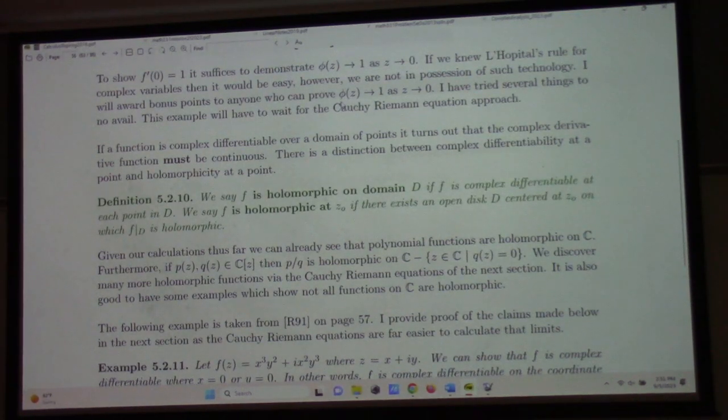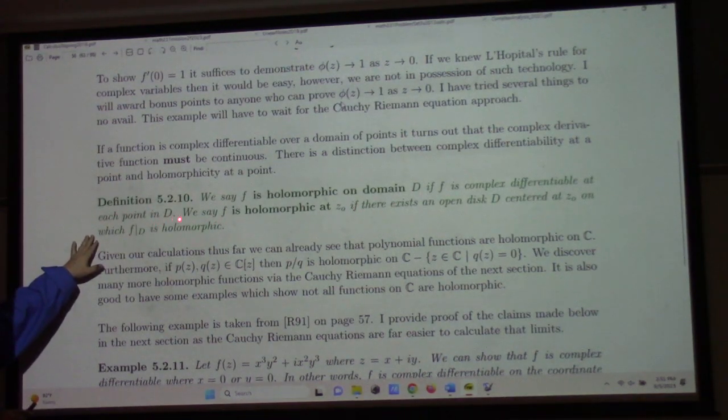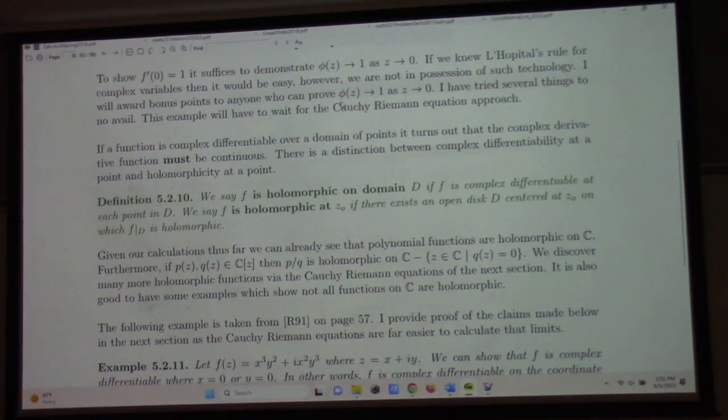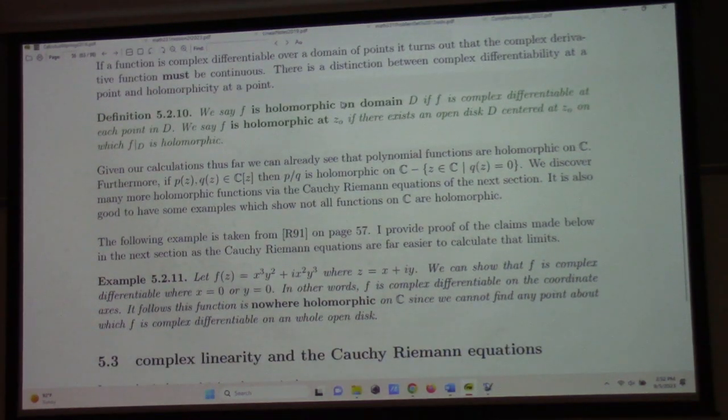Thank you. Okay, so I think I already defined this. We say f is holomorphic on a domain D if f is complex differentiable at each point in D. We say it's holomorphic at a point if there exists an open disk centered at z0 on which f restricted to that domain is holomorphic. If you put everything together, you see polynomials are holomorphic on C. Rational functions are holomorphic away from where they make the denominator 0. But that's about as far as we can go here.